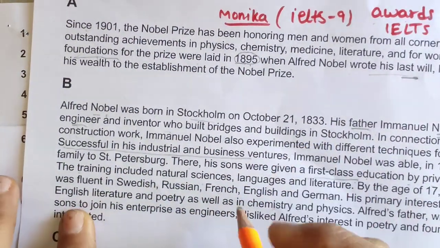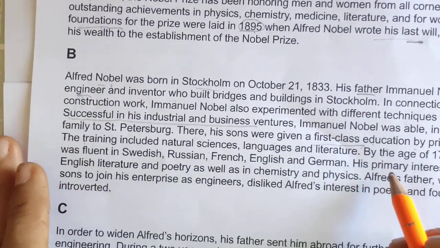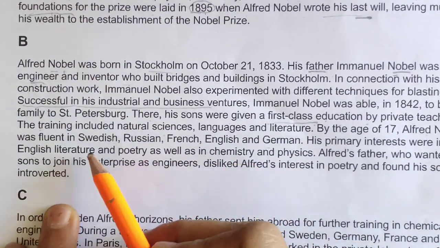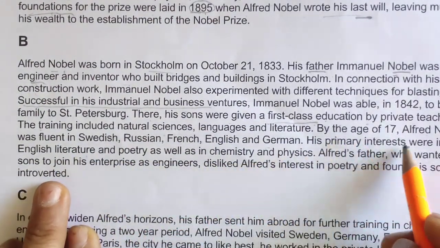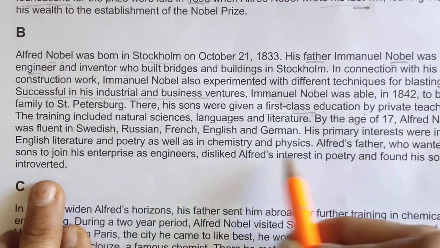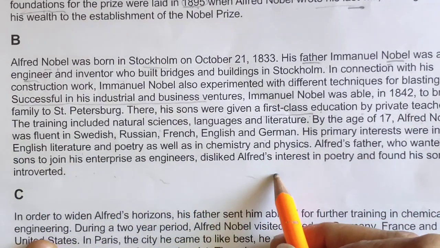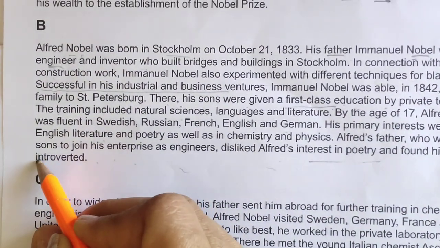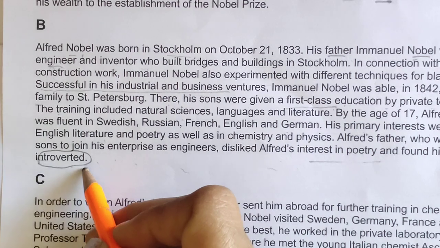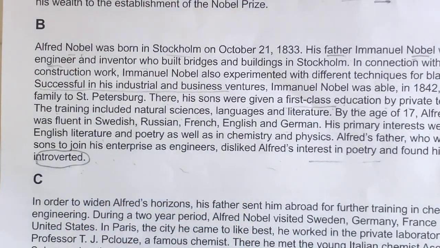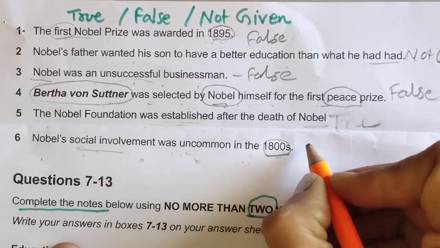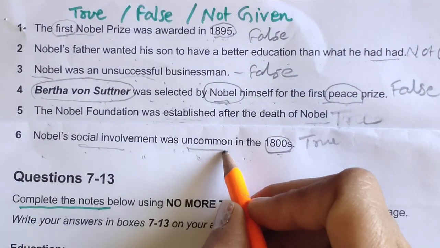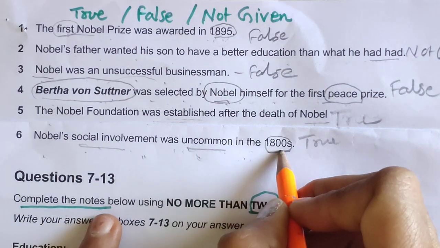is here. His father, here they are talking about his father, his education. So what we can write, were interested in English literature. His primary interest in English literature. His father wanted his son to enter enterprises, not be interested in poetry, and found his son introverted. He found his son introverted. So that is true. Yes, that is true. Uncommon, not common in the 1800s.